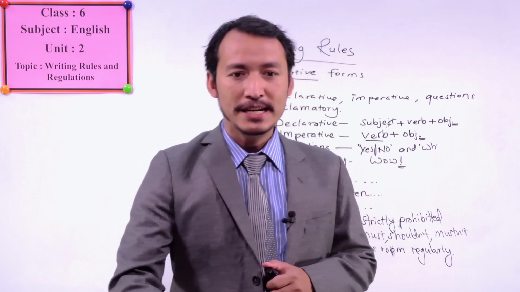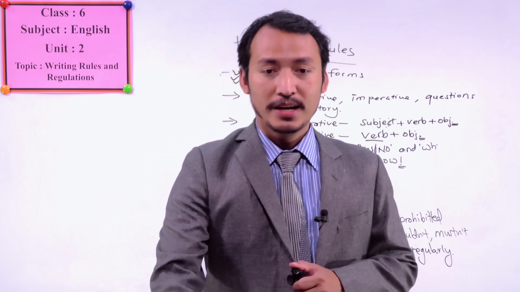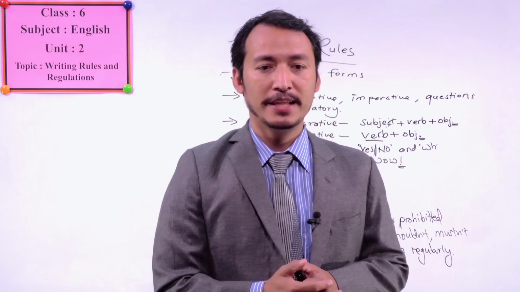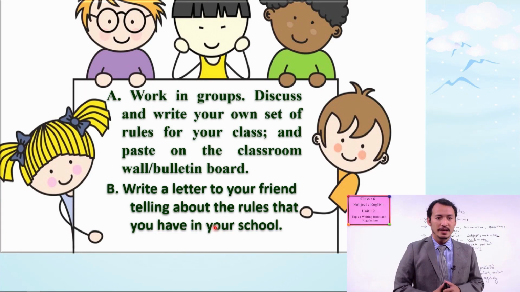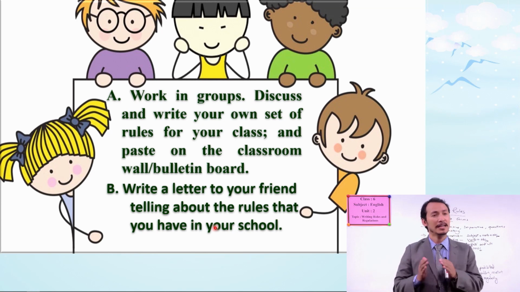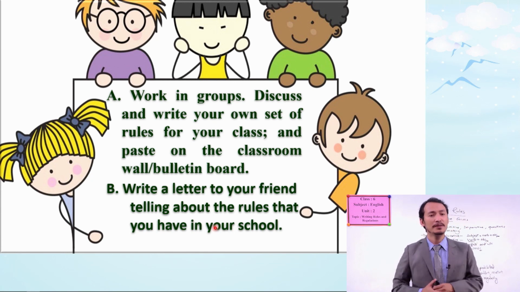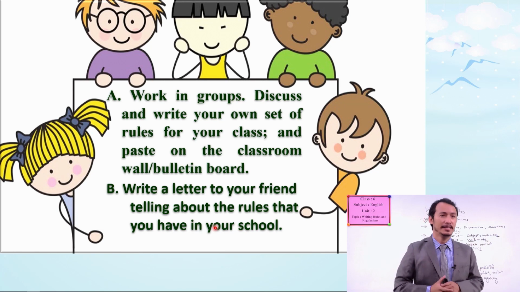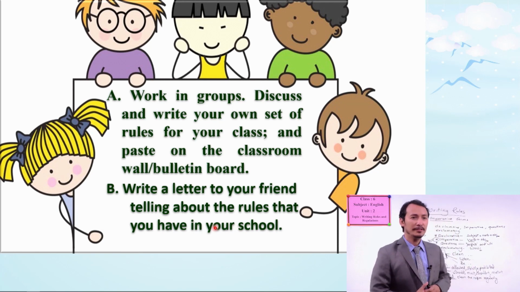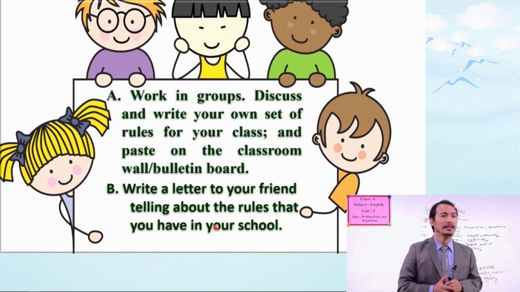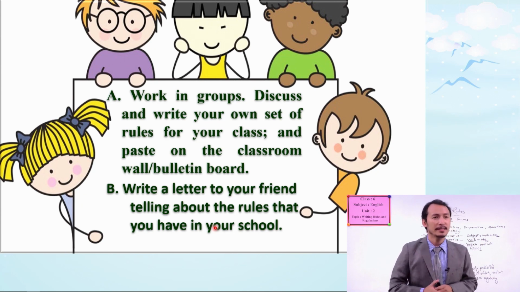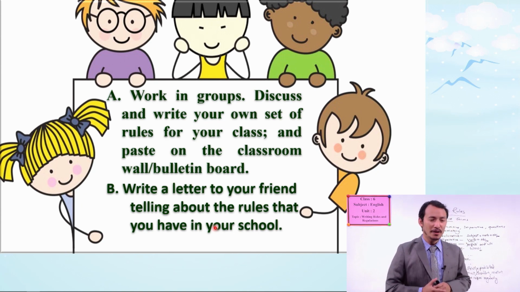Okay, students, now let's read the exercise here first, and then we will write. Okay, so work in pairs, discuss and write your own set of rules for your class. Now this is the task that we have to do, and paste it on the classroom wall or bulletin board. Now next we will write a letter. The first one that we are going to do is write a set of rules for our classroom. Okay, so how to start, how to begin?